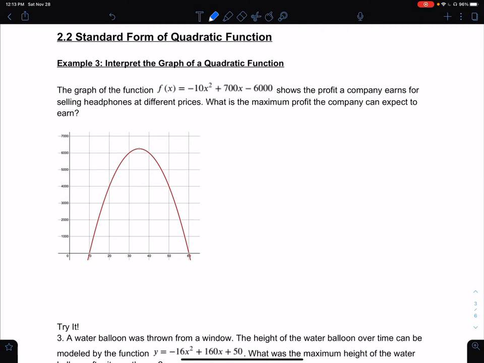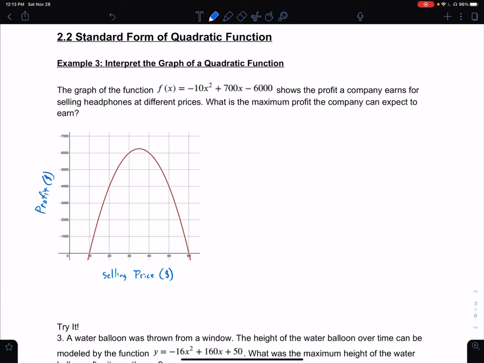So we want to note here that this y-axis represents our profit. That's going to be in dollars. And then the x-axis on the bottom here is the selling price, again, in terms of dollars. So we're looking for the maximum profit this company can make.